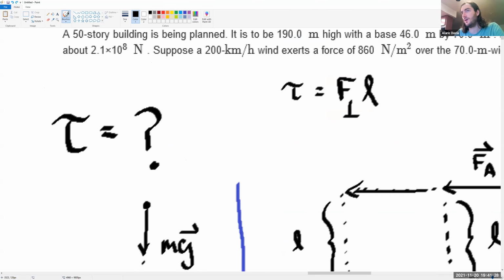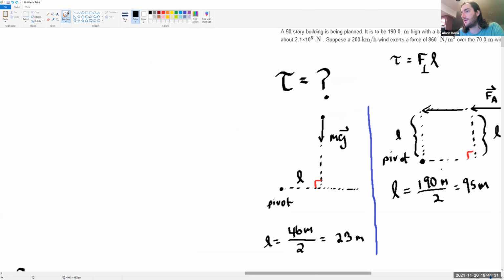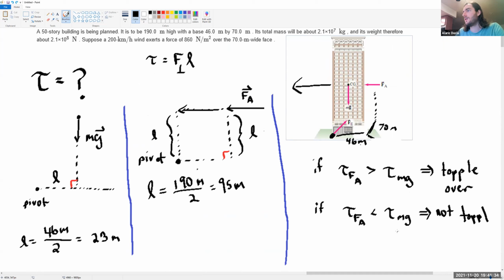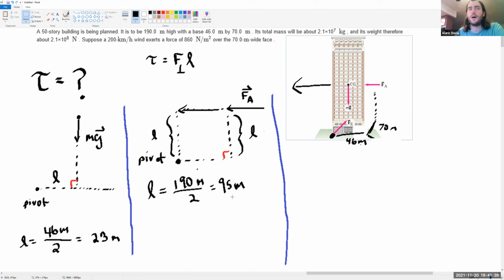Okay, so let's clean this up now. We now know the condition for when it's going to topple and when it's not going to topple. Let's choose the positive direction for the torque to be in that direction, because that's the direction that the building will topple. By choosing that direction to be the positive direction, if the net torque is positive, the building will topple over. If the net torque is negative, the building will not topple over.